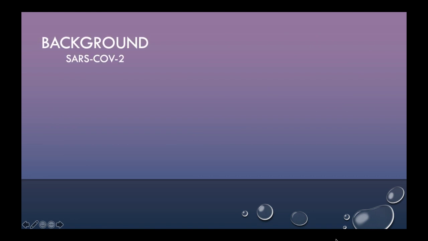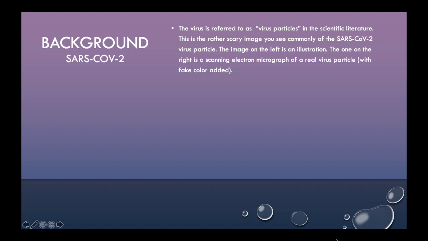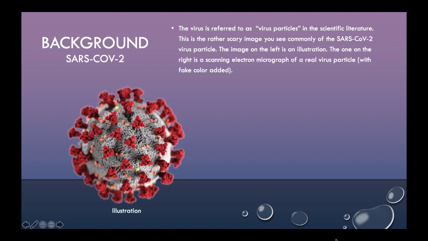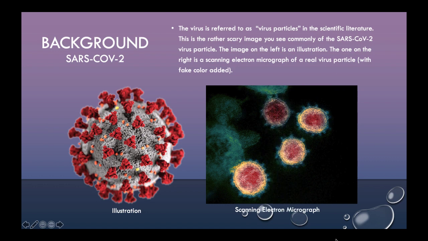Background on SARS-CoV-2. The virus is referred to as a virus particle in the scientific literature. This is a rather scary image you see commonly of the SARS-CoV-2 virus particle. The image on the left is an illustration, and the one on the right is a scanning electron micrograph of a real virus particle with fake color added.